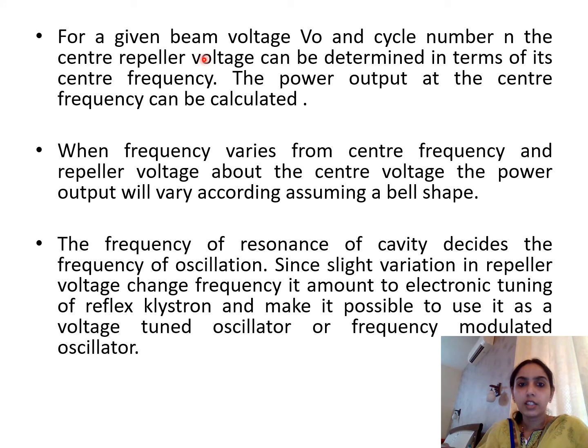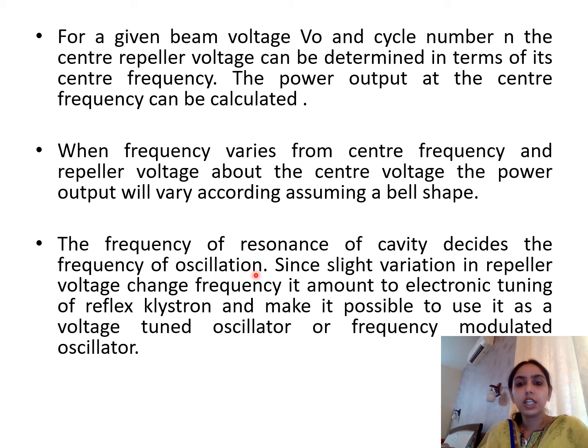So from both the characteristics we can infer that for a given beam voltage V0 and cycle number n, the center repeller voltage can be determined in terms of the center frequency, and the power output at the center frequency can be calculated. Whenever the frequency varies from the center frequency and the repeller voltage goes above the center voltage, the power output assumes a bell shape. And the resonance frequency of the cavity is only going to decide the frequency of oscillation.